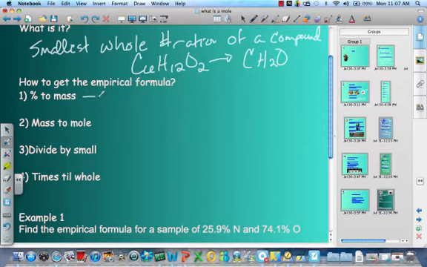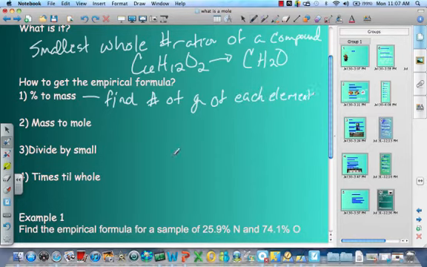The first step is you're going to figure out the number of grams of each element. Usually I'll give you a percentage of each element, and really the percentage is the same thing as the number of grams, because if you assume you have 100 grams, that would be the amount of grams you have, which I'm going to show you, so don't worry. Then you're going to go mass to mole. So convert to moles. So take all of your numbers of grams and convert them to moles.